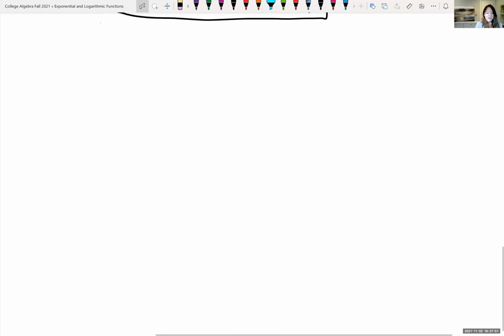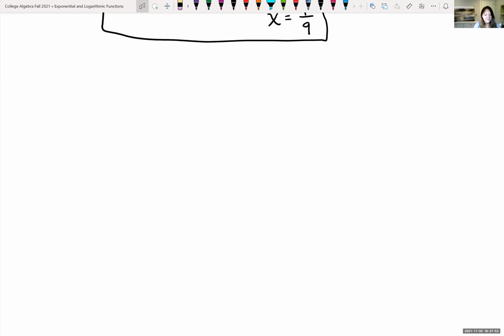So we looked at solving exponential equations before, where we can manipulate the bases to be the same. For instance, if we had 5 raised to the negative x power is equal to 25, we could use that rule: if we can get the bases to be the same, b to the y equals b to the x, then y equals x.